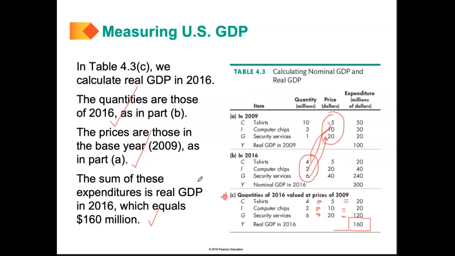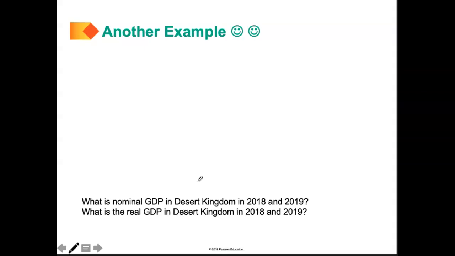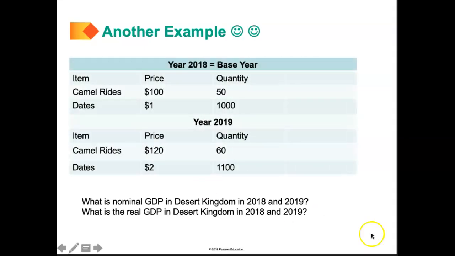Okay, so that is how you find real GDP. Let's take a look at another example. At this point, I'll probably ask you to pause the video, so you actually see what's going on and try and see if you can work out nominal GDP in Desert Kingdom. Desert Kingdom produces camel, rice and dates.